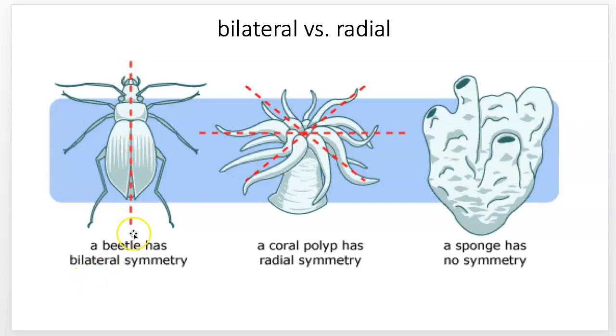A beetle would be bilateral symmetry because you could divide it in half and be the same on both sides. So it's symmetrical and divided in half. The coral polyp would be radial symmetry. It comes out from the middle. And then something like a sponge would have no symmetry.